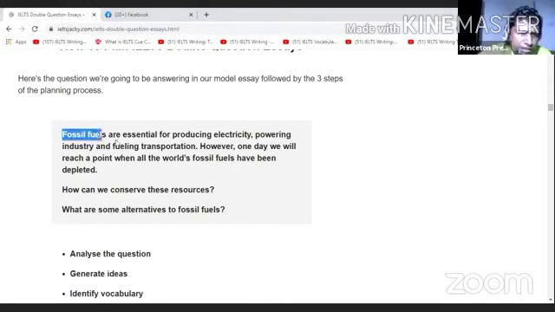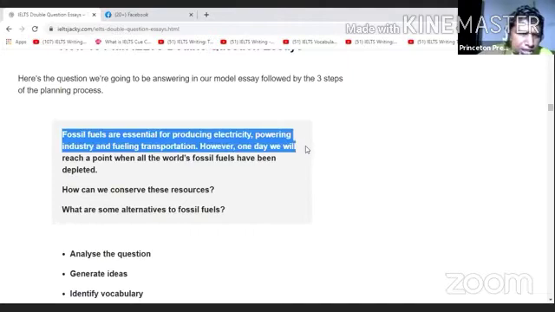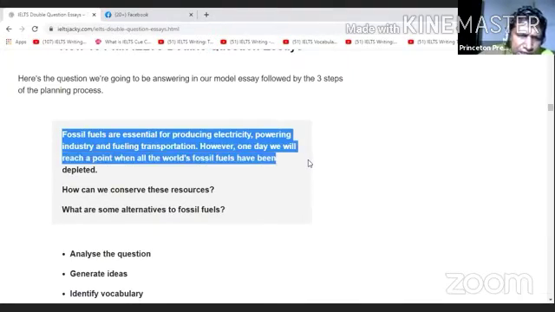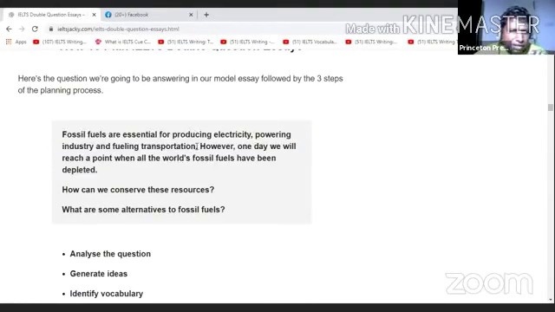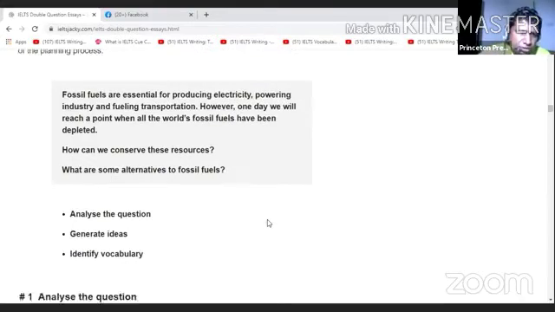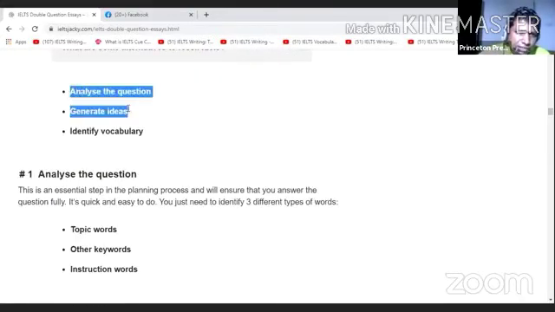Fossil fuels are essential for producing electricity, powering industry, and fueling transportation. However, one day we will reach a point when all the world's fossil fuels have been depleted. It means that they are very beneficial for us, but there will be a time when we won't have this fuel. How can we conserve these resources, or what is the alternative? So let's see how: analyze the question, generate the ideas, and identify the vocabulary.